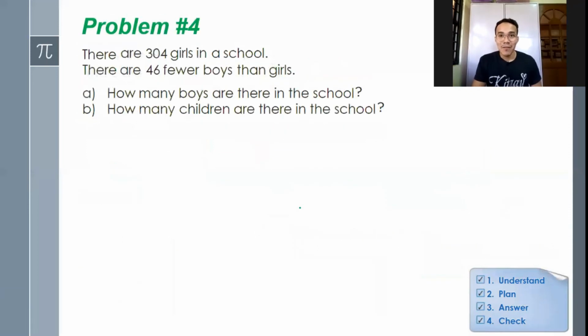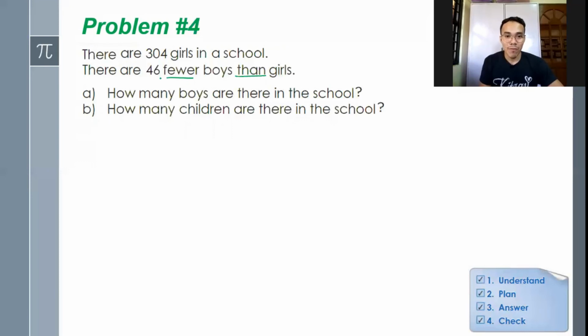Let's have our final problem, problem number 4. There are 304 girls in a school. There are 46 fewer boys than girls. Fewer than. That's a keyword for comparison model. Remember that. And question letter A, how many boys are there in the school? Question letter B, how many children are there in the school?